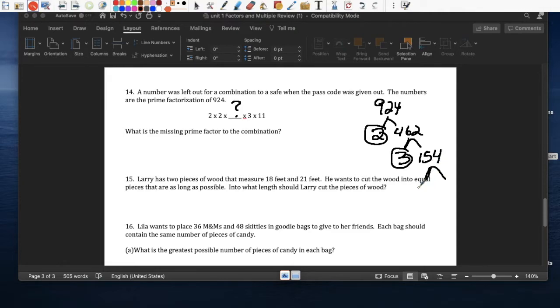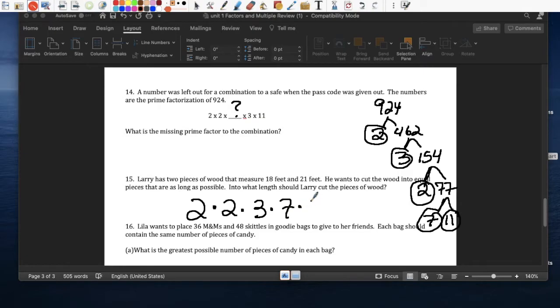154 is an even number, so I know it's 2 and something. So on your calculator, you can put 154 divided by 2. It's going to give you 77. 2 I can circle, and 77 I can put 7 and 11. Well, 7 is a prime number, so I stop. 11 is a prime number, so I stop. So if I were to write this in order, it'd be 2 times 2 times 3 times 7 times 11.